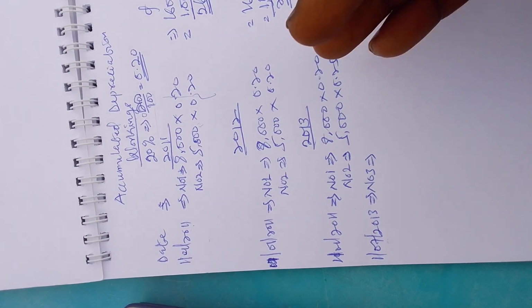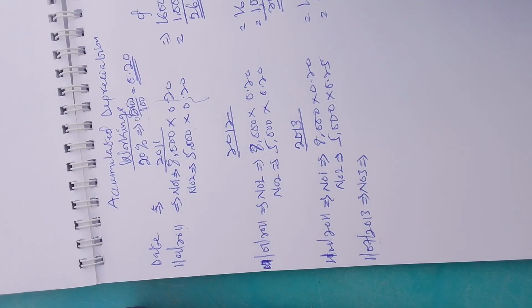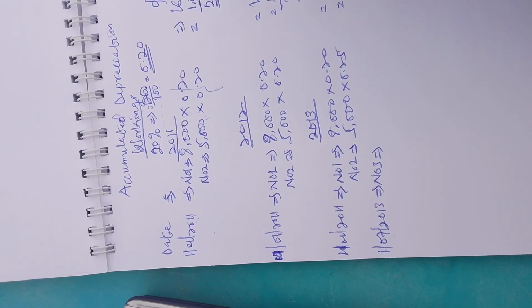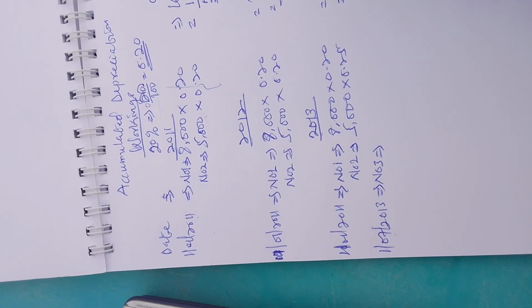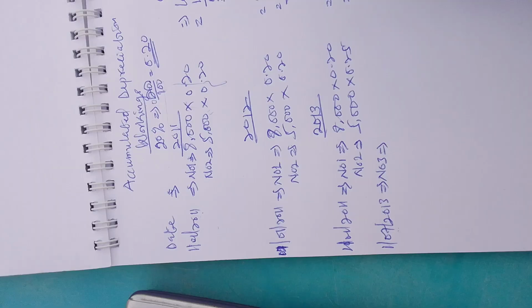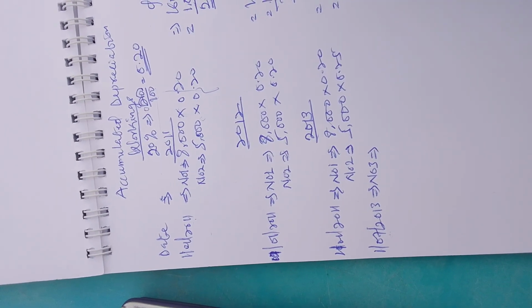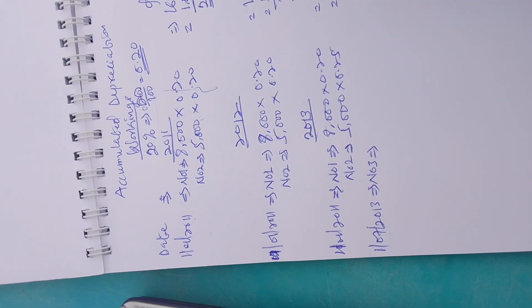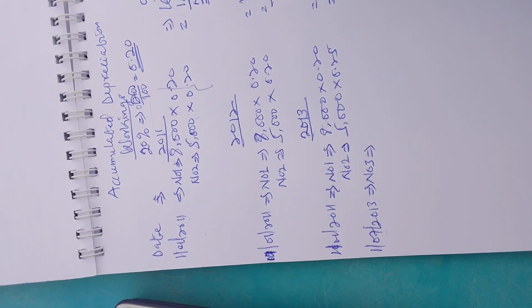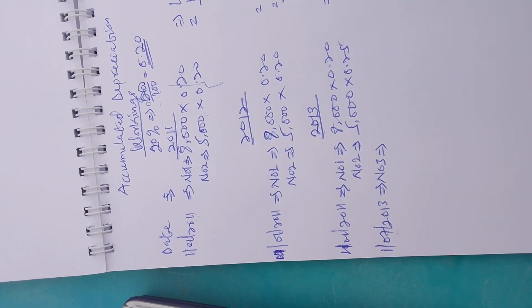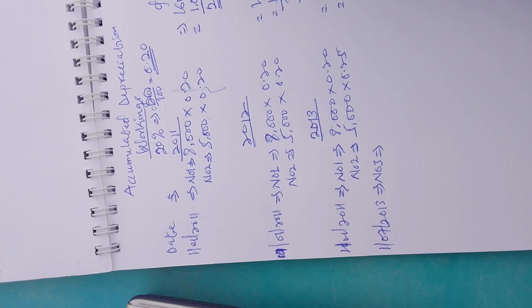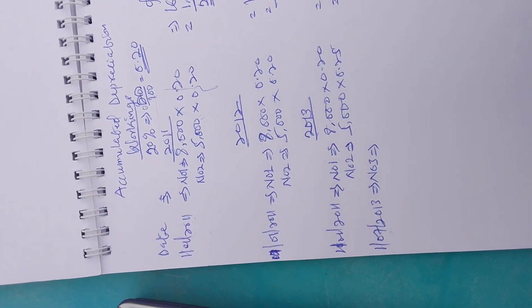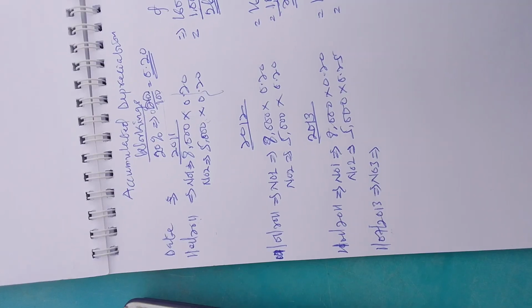Since it was bought on 1st July, 1st July to 31st July was used. That is 1 month. August was also used, another month, making 2 months. September, 3 months. October, 4 months. November, 5 months. And December, 6 months. So within that financial year, asset number 3 was used for 6 months, so we have to calculate for 6 months.